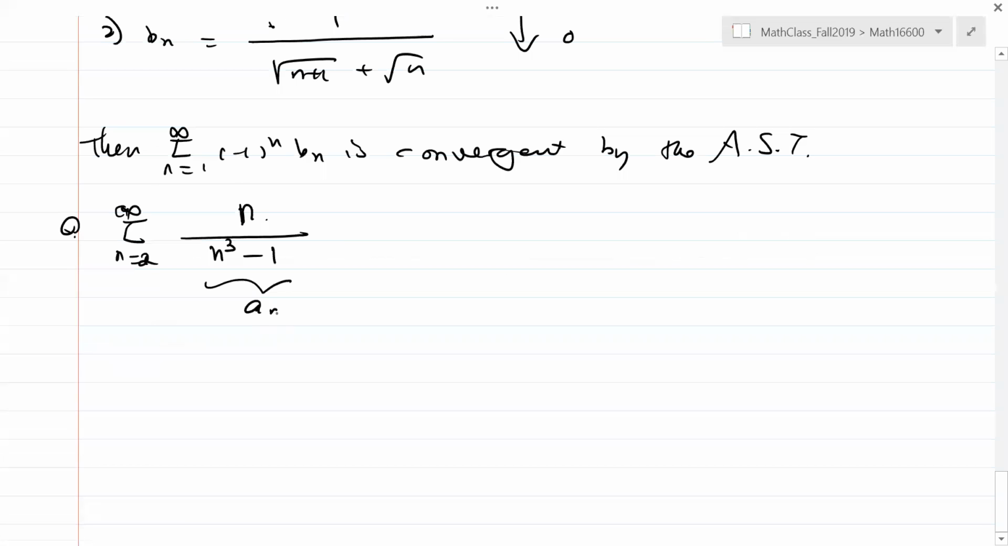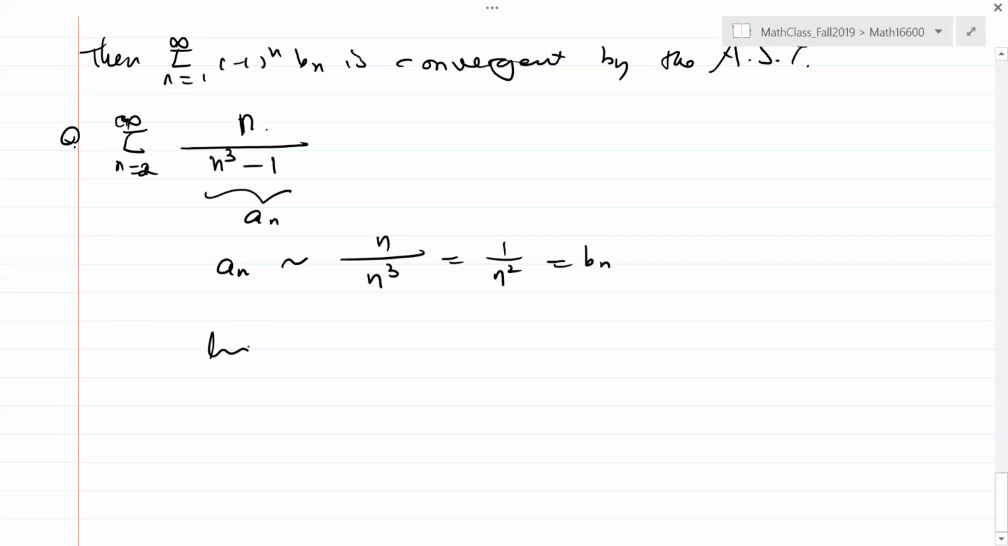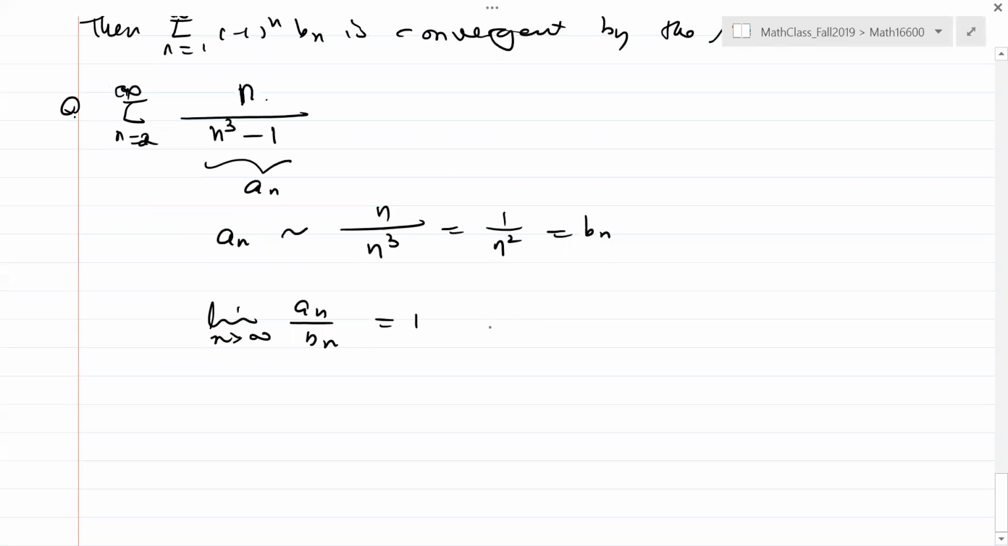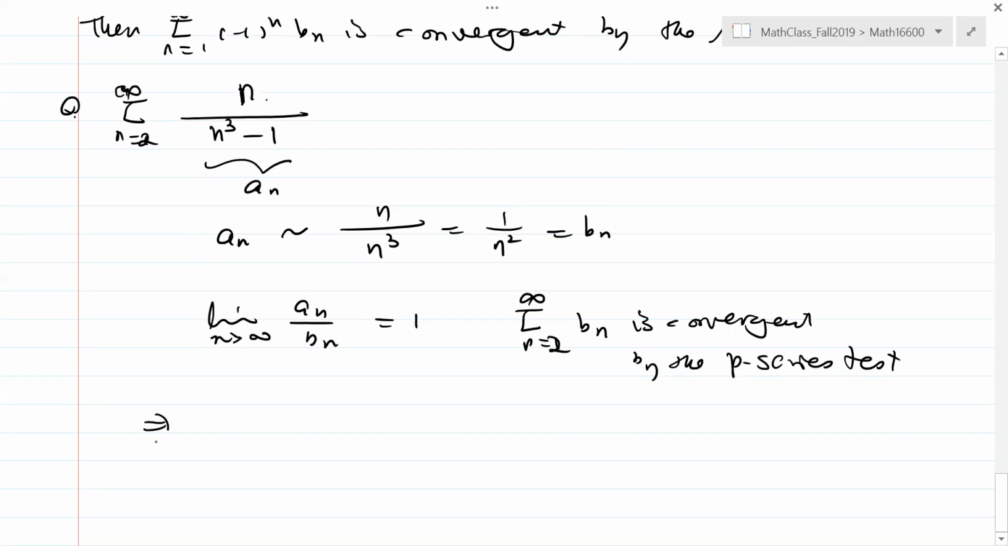The reason, yeah, this is a_n. a_n is about n over n cubed. This is 1 over n squared, which is b_n. So then you take the limit, because this is how you get the b_n, the limit is equal to 1. I just drop some lower order terms. And then we also know that this is convergent. Why? By the p-series test. And then that implies a_n is convergent.